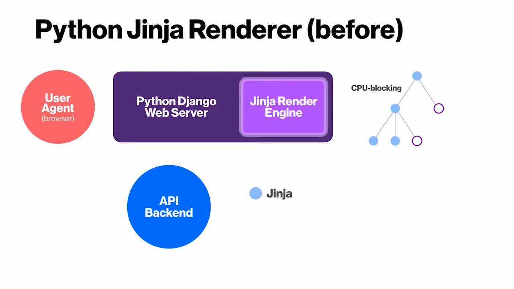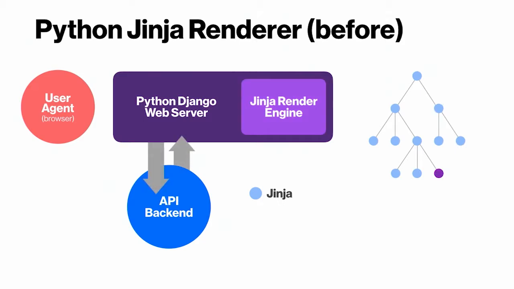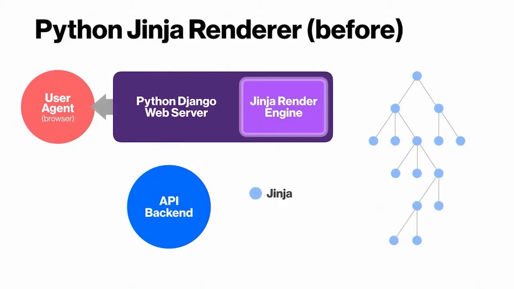Now, when we need additional data, our Python Django web server will send another request to the API, and it will continue the rendering process serially as far as it can go. This process will repeat until the whole template tree is rendered, and in the end, we combine the HTML and send it back to the browser.